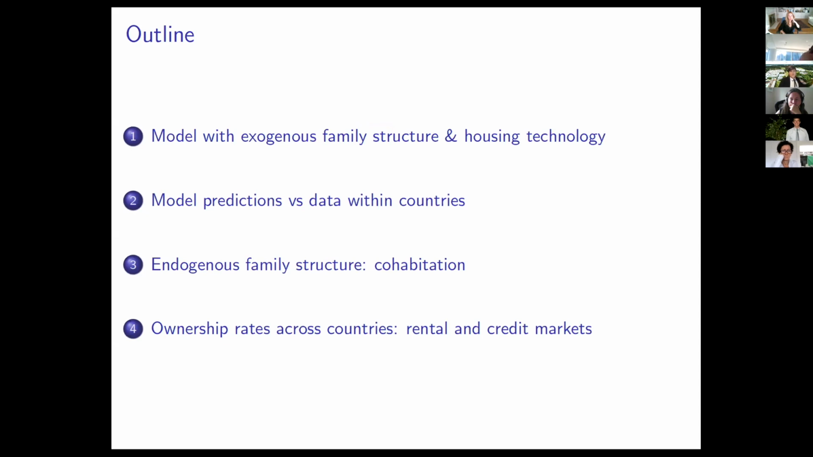So here's the outline for the remaining minutes today. I'm going to start by showing you a model in which family structure is exogenous. That's really going to allow me to focus on this production of housing services and how that depends on family structure. I'll then show you the main predictions of that setup and compare them to the data. Then we'll come back to the model and introduce cohabitation. And with the full model at hand, we can then think of comparing different countries and assessing the role of credit versus rental friction.